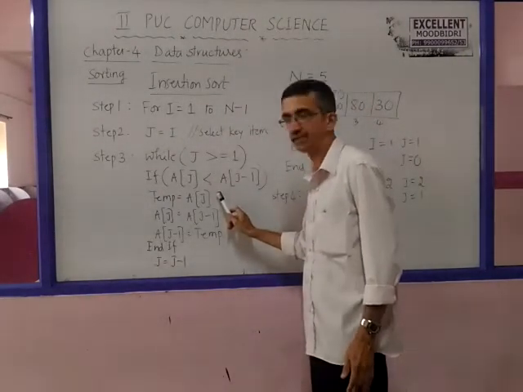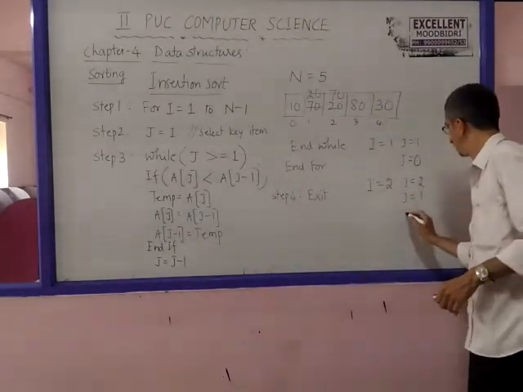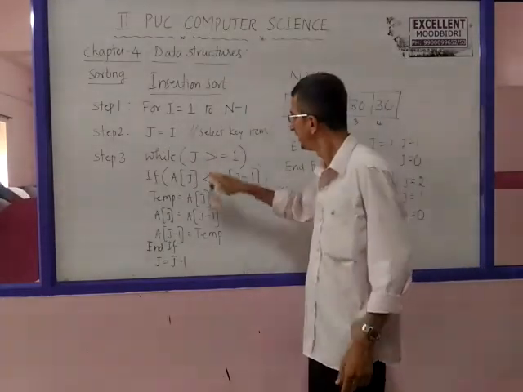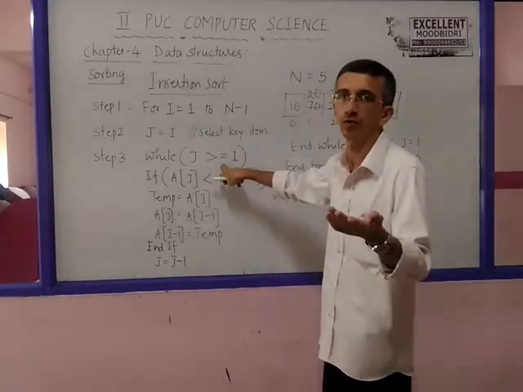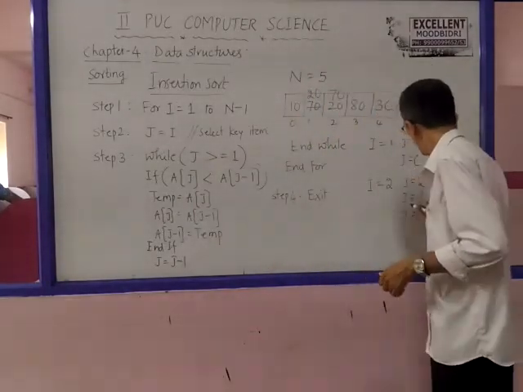No need to interchange. So next j becomes j minus 1. J is equal to 0. So when j becomes 0, here 0 is more than or equal to 1 becomes false. So it also comes out of the while loop. So the while loop ends here.